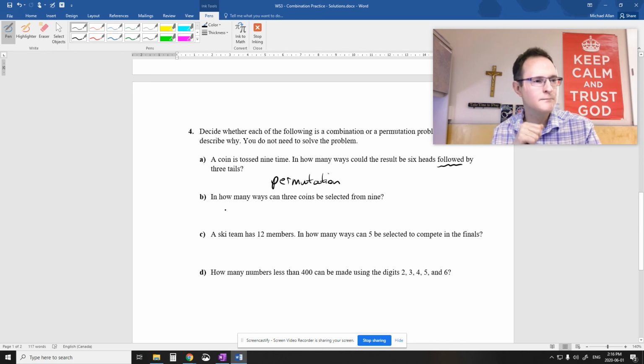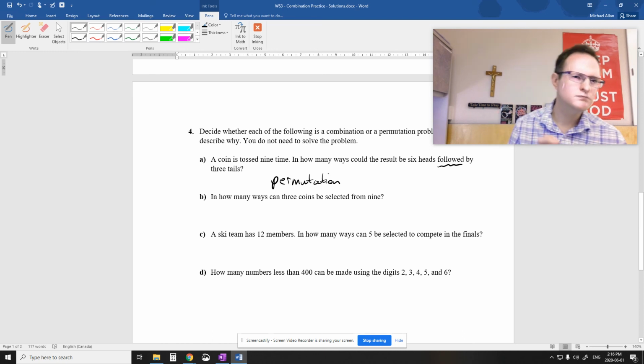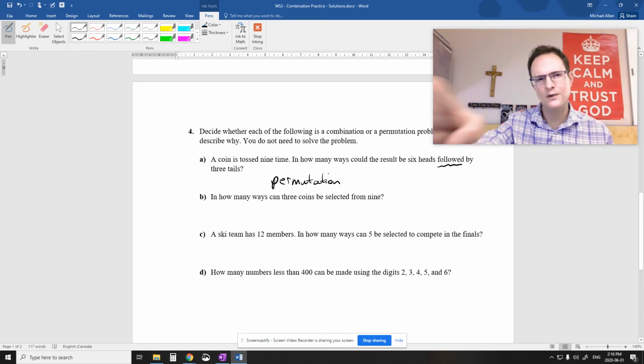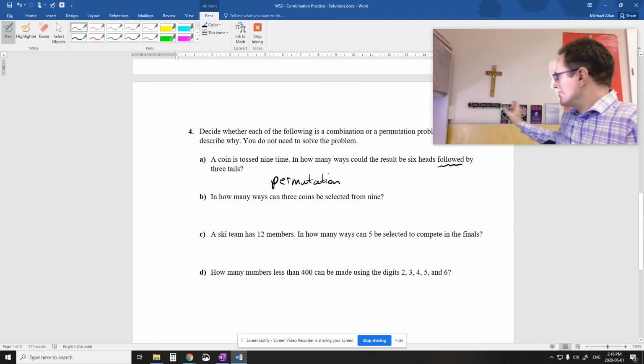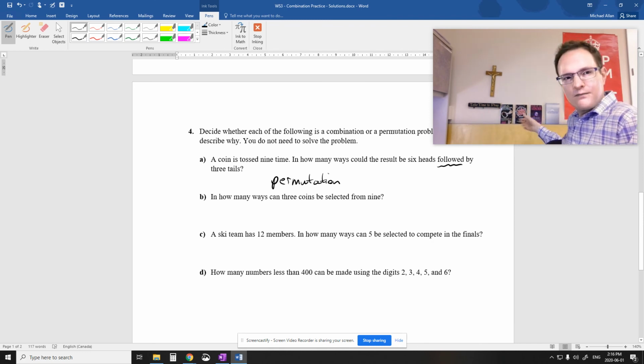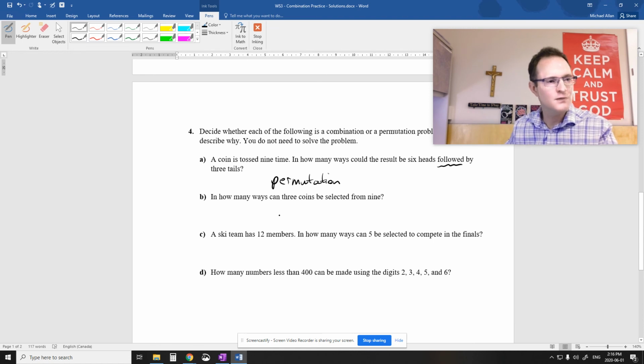Order matters there. How many ways can 3 coins be selected from 9? Yeah, so I'm thinking that you just grab the coins, they're in your hand. You're just looking at the coins in your hand. If you were arranging the 3 coins from the 9 on the table here, then that would be permutations. But because they don't mention anything about arranging, I'm going to say that this is combinations.